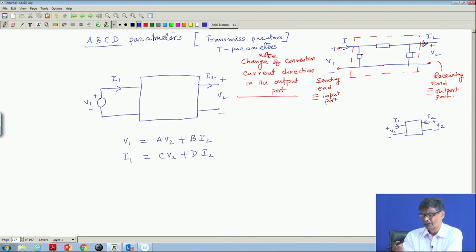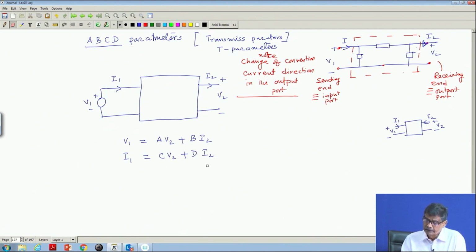Alternatively, some people write I2 as minus I2 and follow that convention. I will be following this one. So, for ABCD parameters, recall that I2 is to be taken outside, then ABCD are defined in this way. So, input voltage and current are expressed in terms of output voltage and output port current as a linear combination, and this is the way it is.